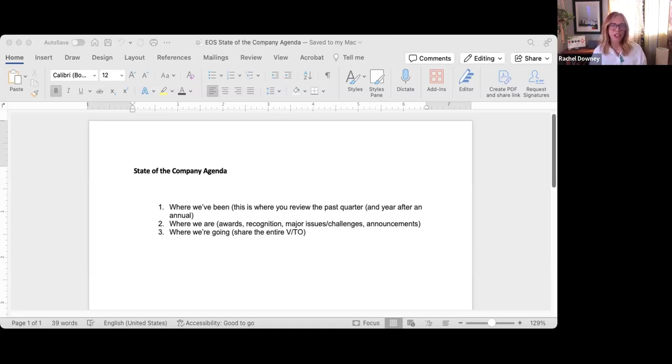So that's the 3-point agenda, where we've been, where we are, and where we're going. That's the standard agenda for every state of the company going forward. But as noted, the first one is going to be different because we have to roll out EOS first.